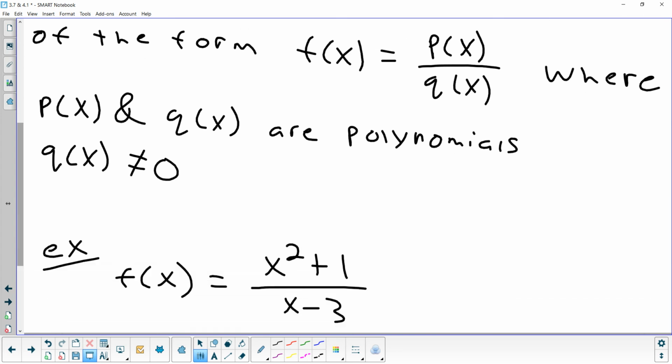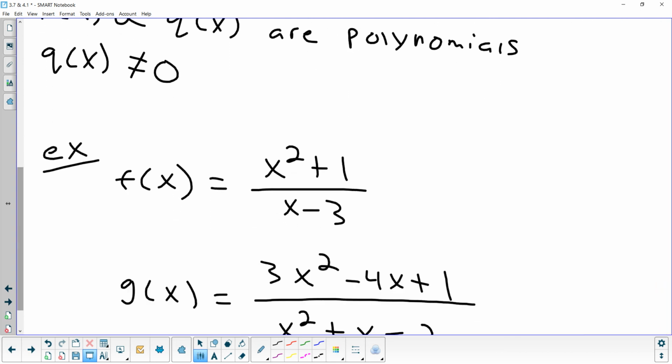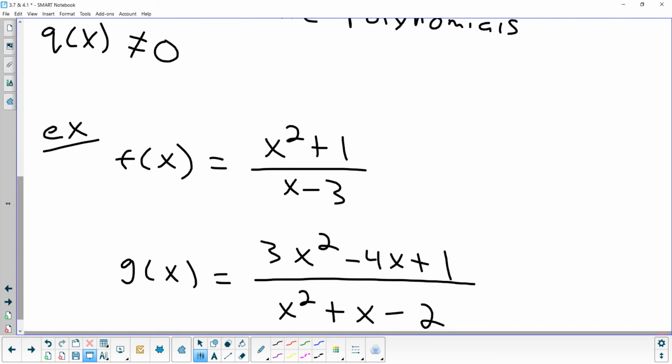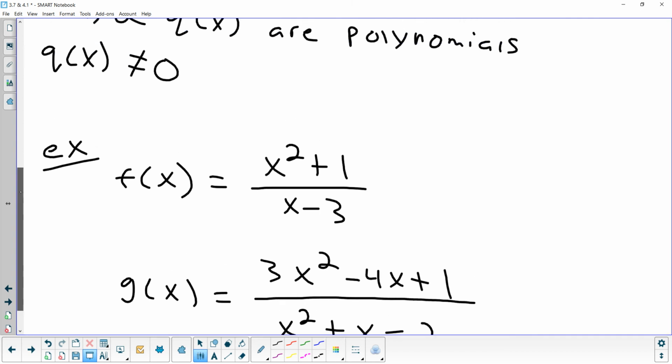Okay, here's another example of a rational function. I'm not going to do anything with that problem right now, I'm just showing it to you. It's a quadratic polynomial in the top divided by a linear polynomial in the bottom. Here's another example. It's a quadratic in the top and a quadratic in the bottom. And that's it for the examples.